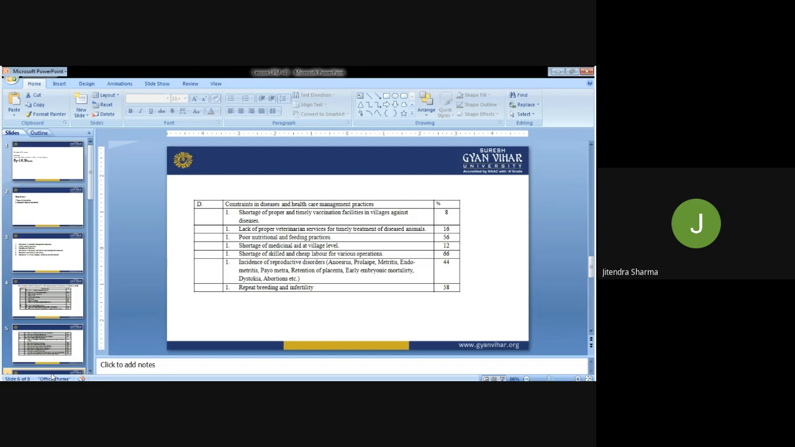Incidence of reproductive disorders like anestrus, prolapse, metritis, endometritis, pyometra, retention of placenta, early embryonic mortality, dystocia, and abortions. 44% of dairy owners have raised that these are also a very big challenge in their business. And repeat breeding and infertility: 58% of dairy owners have raised this issue, and because of that, the entire economic activity of these animals is under threat.